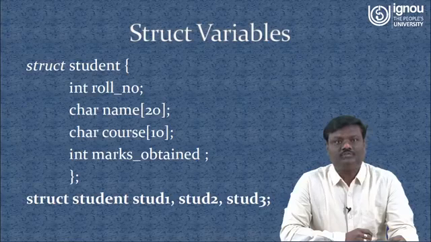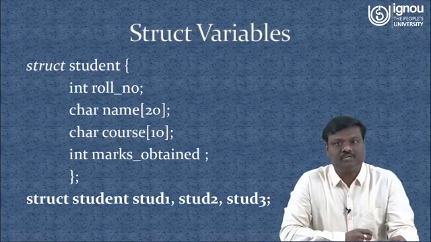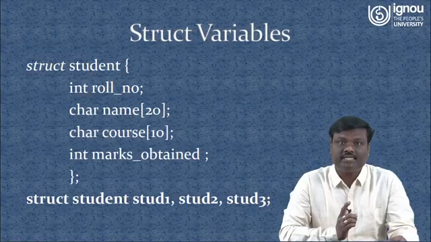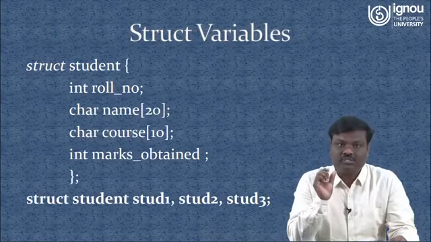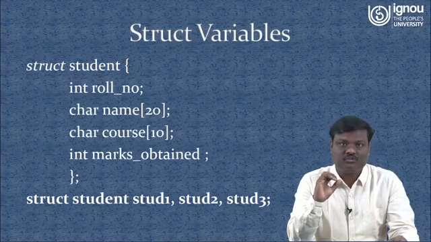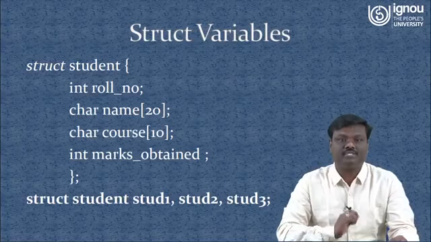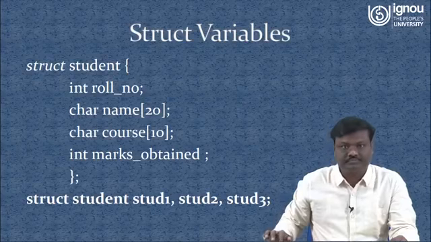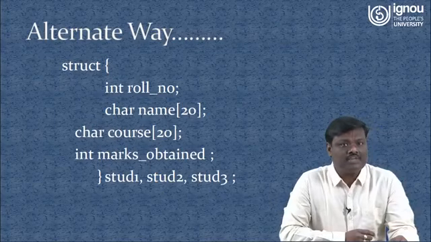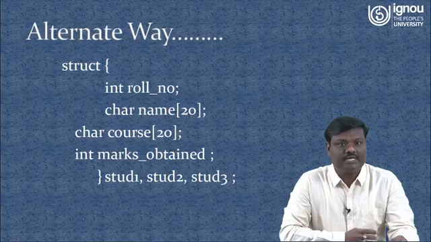If you want to declare a as an integer, what will you do in C programming? int a semicolon. Suppose b as float, float b semicolon. But here you are declaring a structure variable. So the keyword should follow, then the structure tag should follow. Both of them are necessary. Then you have to write the variables: student 1, student 2, as many as you want to use in the program. So the alternate way is struct. You can look here, roll number, name, once again the same thing.